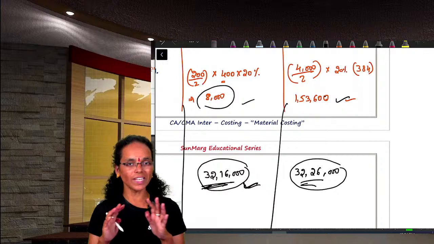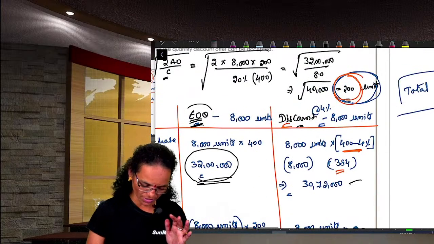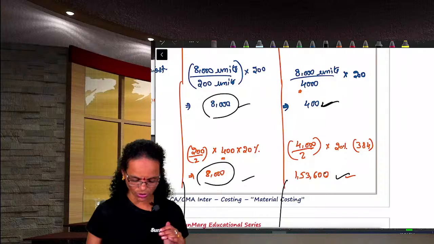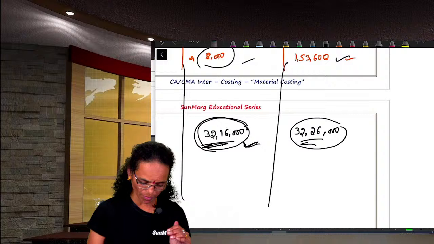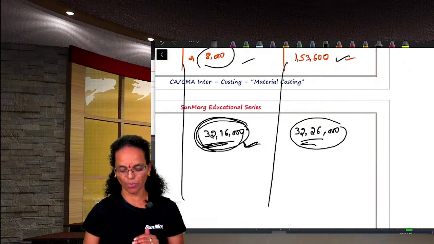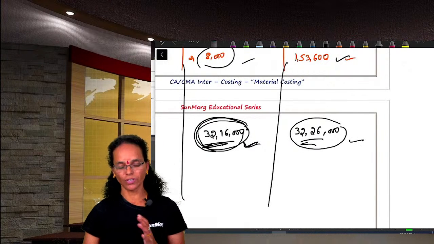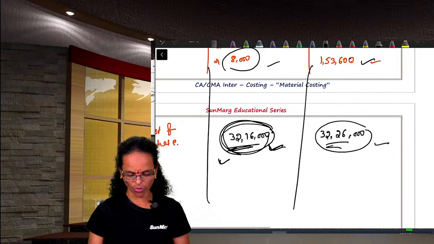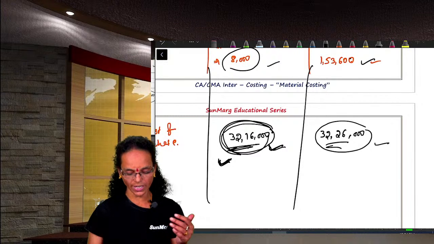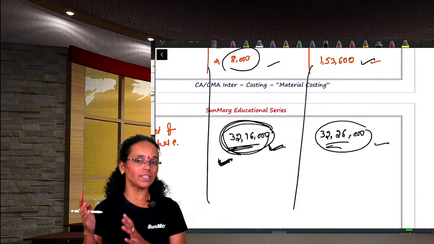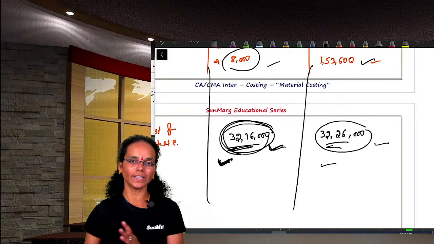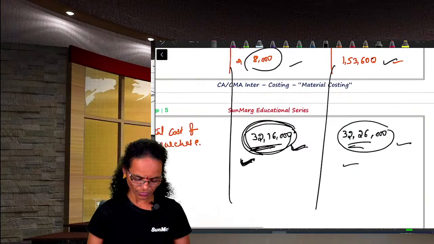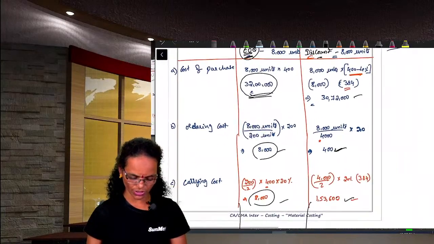Even though we are not availing any discount under the EOQ method, this is the best option to purchase, and the total cost of the material will be only 32 lakhs 16,000 rupees when you compare with the discounted one. So obviously we will suggest to the client to purchase the goods at EOQ only, even though the supplier is providing a discount. That is not acceptable. Understood? You check once.